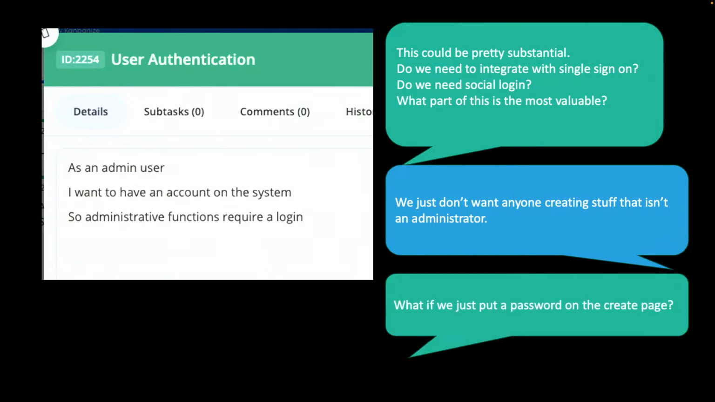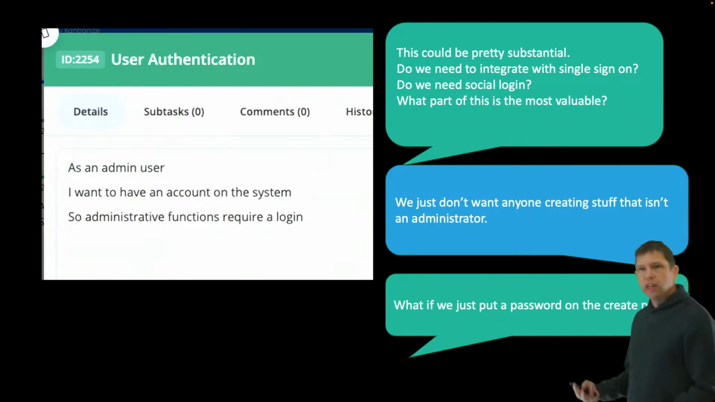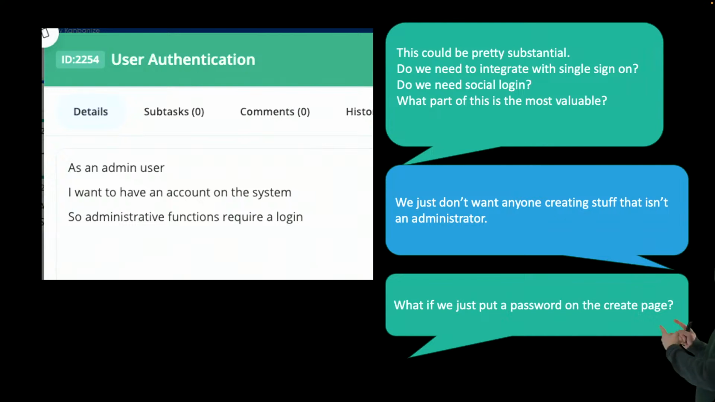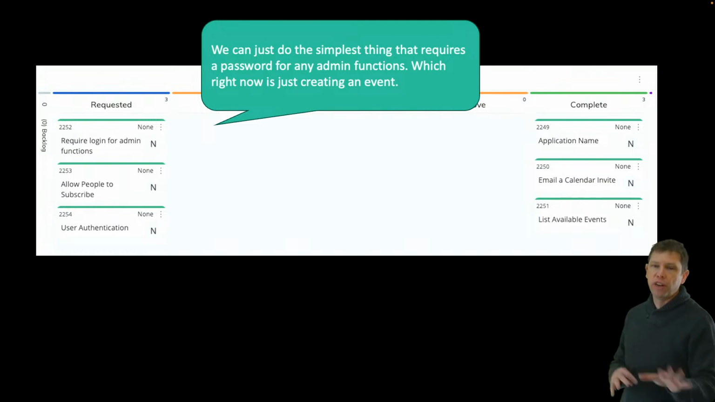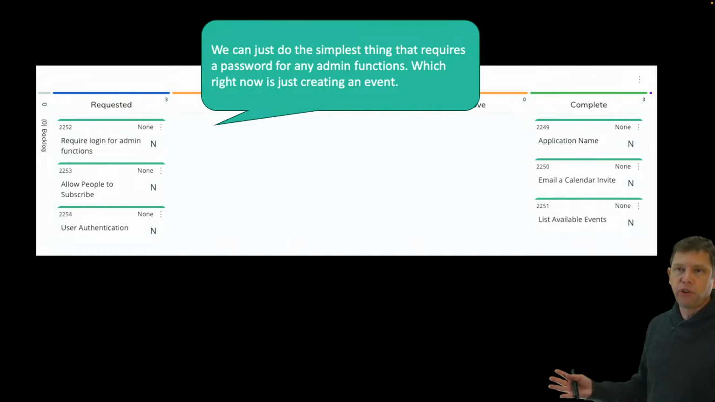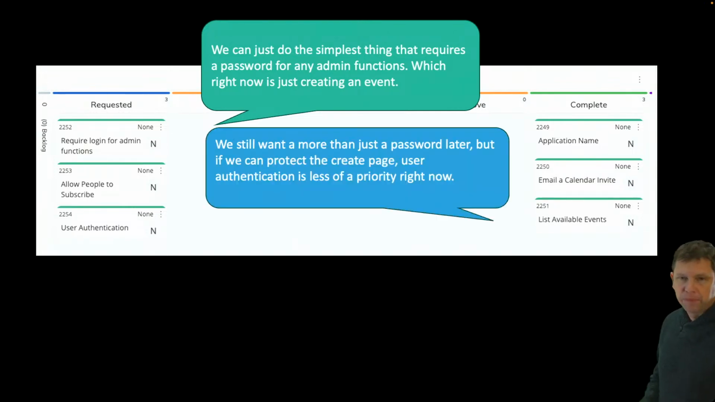So then the developer may say, what if we just put a password on the create page? Okay, now that's definitely not what we want in the end, right? We need to log in for this. But this may be a very good next step. And in this case, we can just do the simplest thing that requires a password for any admin functions, which right now is just creating an event. So we've only got a single page that needs to be behind authentication. So just putting a password on it may be a very simple way to do it.